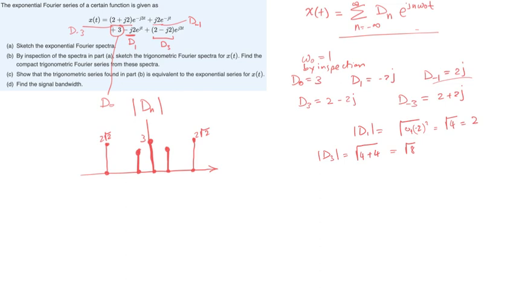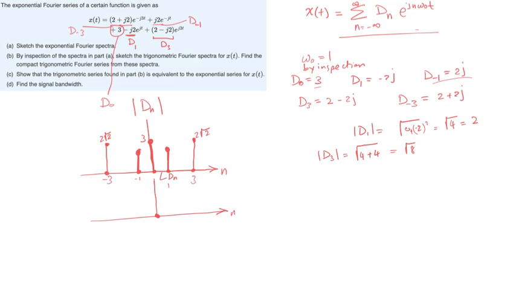So this is the plot of the magnitude. Now you need to plot the phase as well. So let's look at how we plot the phase of Dn versus n as well. So this is versus n: 1, 3, minus 1, minus 3, okay? So for the phase, again, the DC term is just a real value, which means that it has a phase equal to 0. So there is no phase here.